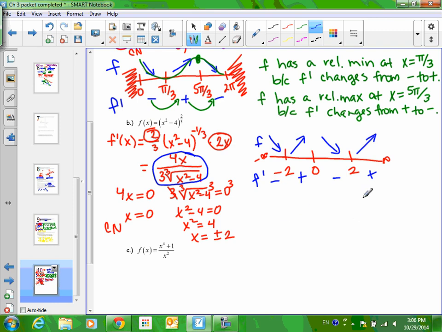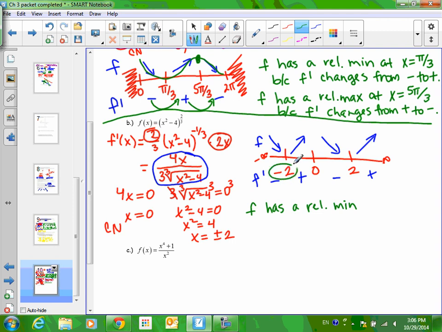Let me finish writing this down and I'm going to address your question. Okay? So we need to go ahead and finish writing our answer. So we're going to say f has a relative min. It doesn't matter which one you start with. We'll just start with min. And look, we have two mins. So we have to say at x equals -2 and at x equals 2.